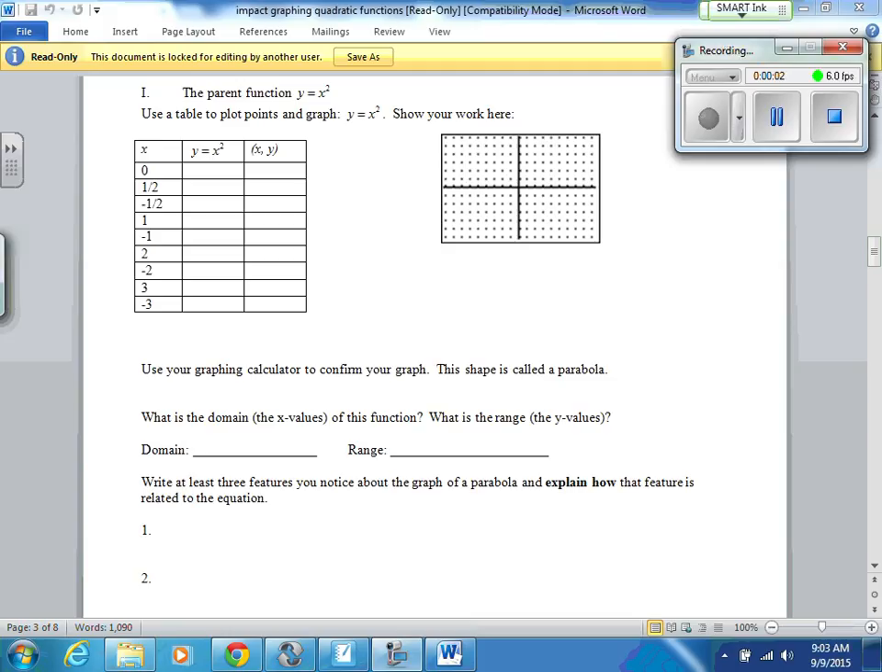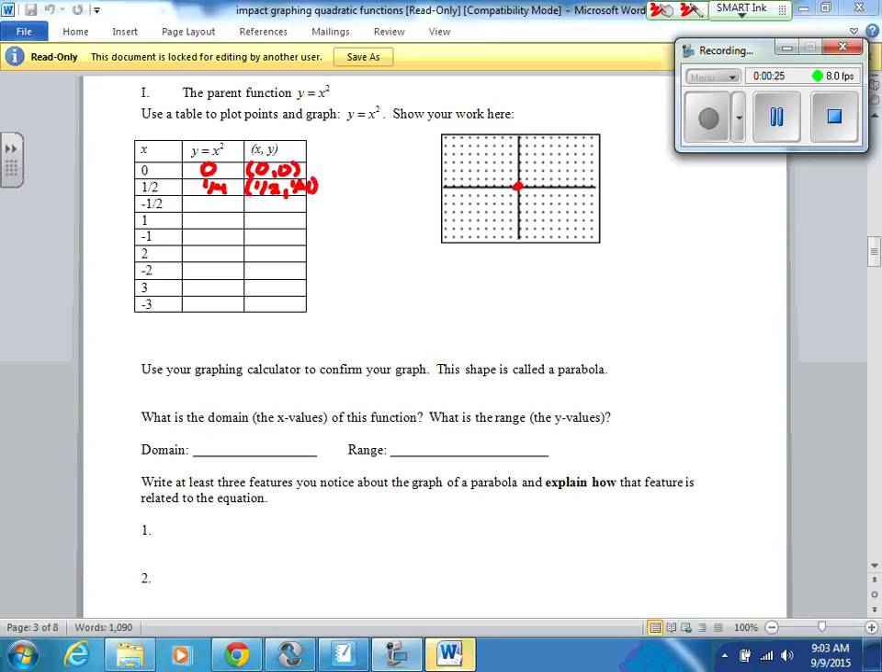I put 0 into the function for x, what do I get out? And what's the point? 0, 0. Okay, right there. If I put 1/2 in, what do I get out? 1/4. So my point is 1/2, 1/4.